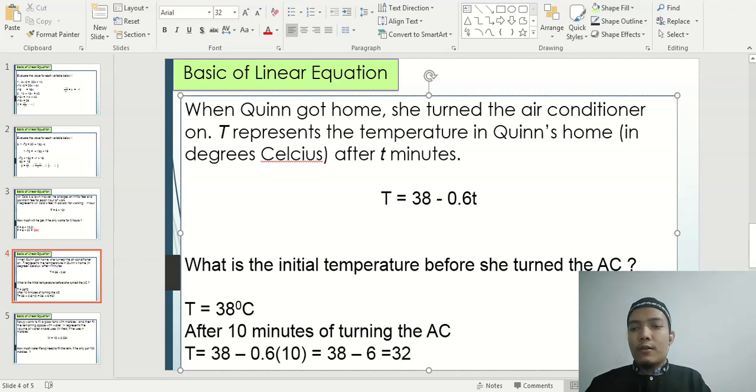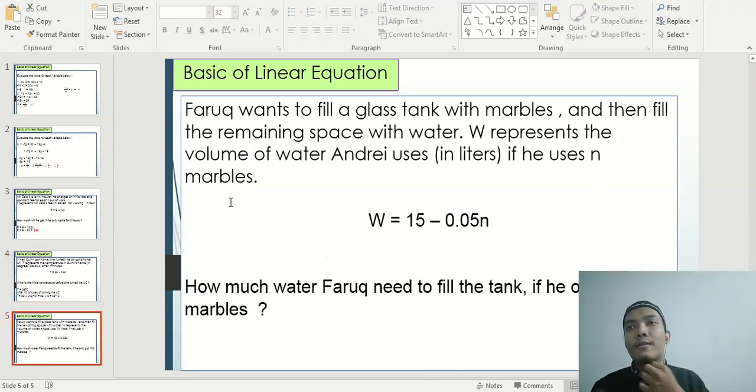Such a very fast decrease in temperature. Only after 6 minutes of turning on the AC, her house will become 32 degrees Celsius. This is the application in our daily life. We might think linear equations can only be done using mathematical equations, yet you can also apply them to your daily life. I'm going to describe and explain the last example of linear equations.